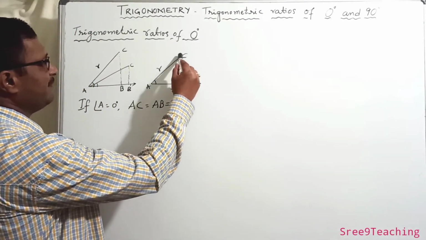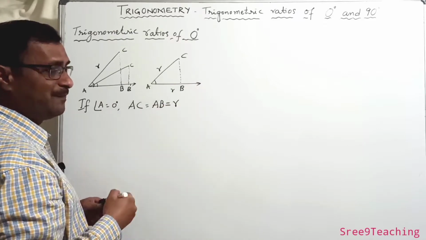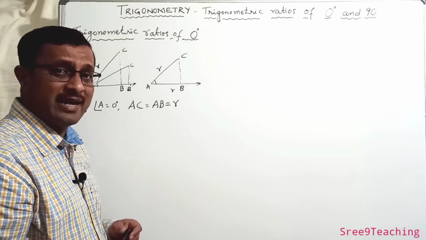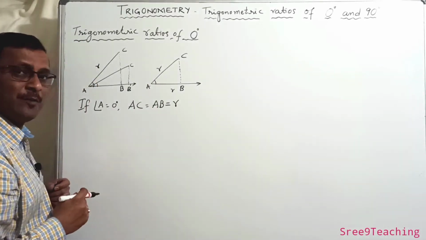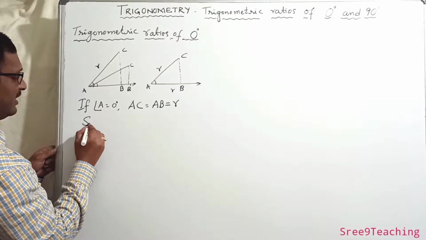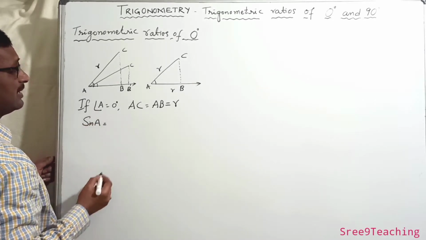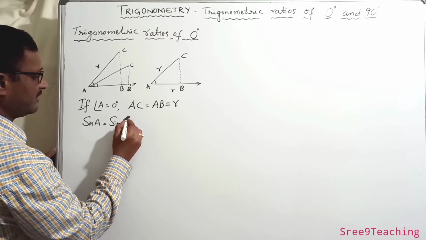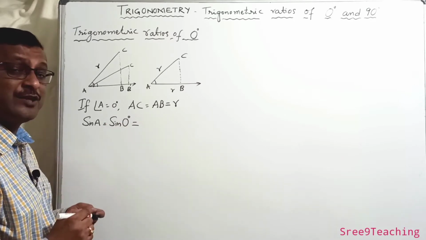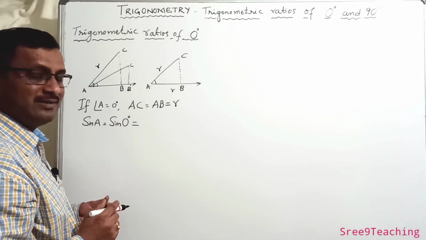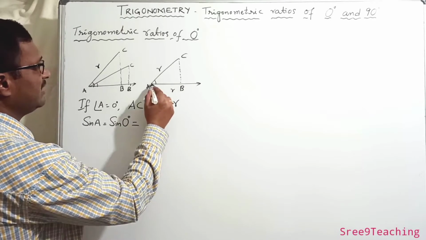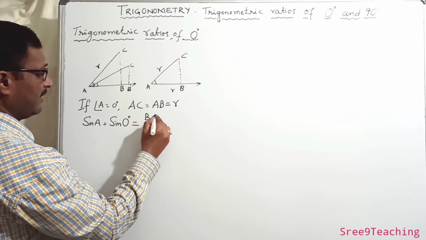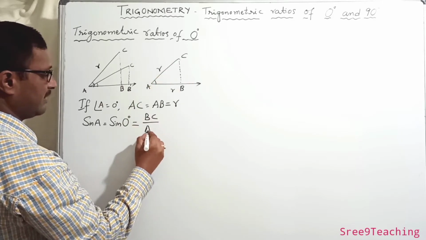As BC is perpendicular to AB, we can consider that ABC is a right angle triangle. Now let us apply the trigonometric ratios. Let us find sine A. Here we have taken A as 0 degrees, hence we write sine 0 degrees. What is the trigonometric ratio of sine? It is opposite side by hypotenuse. In this triangle, what is the opposite side? BC, and the hypotenuse is AC, right?